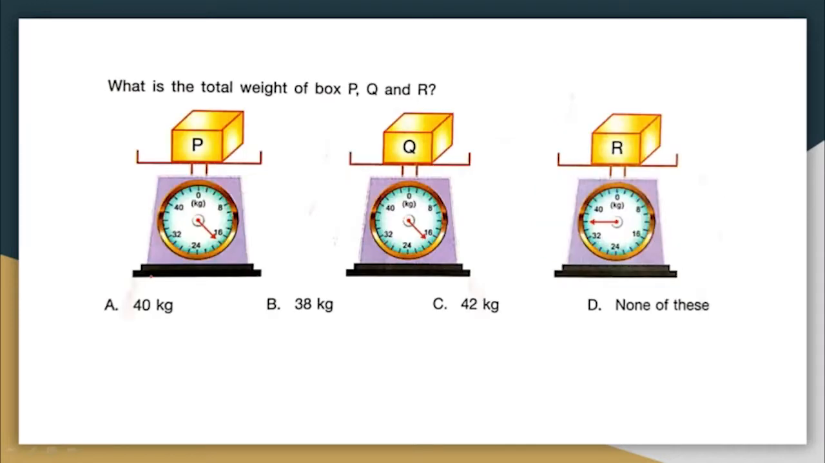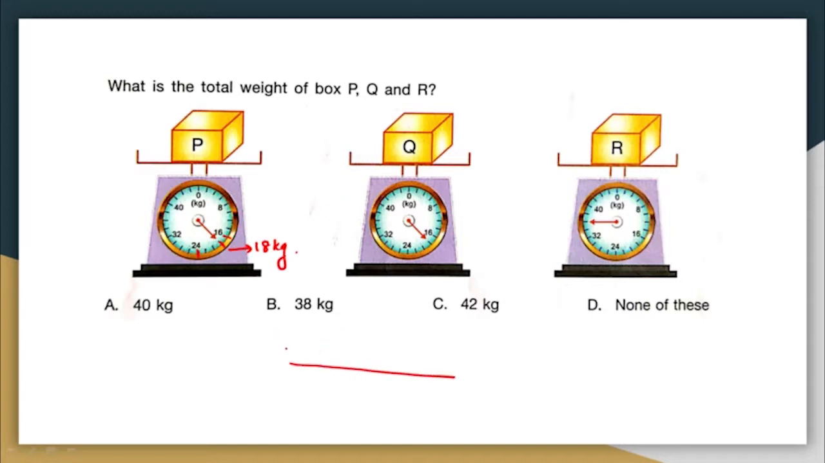What is the total weight of box P, Q and R? What is the weight of box P? This is 16 and this is 24. So box P has to weigh 18 kgs. How do I say 18 kgs?